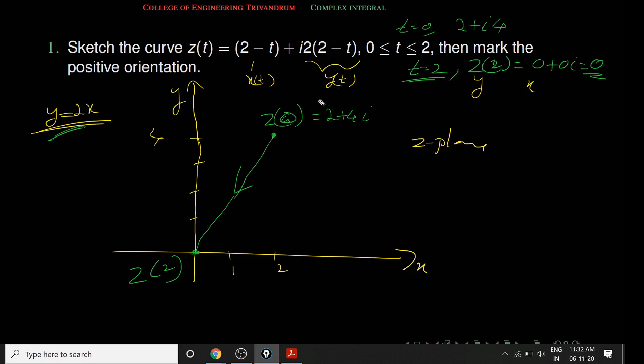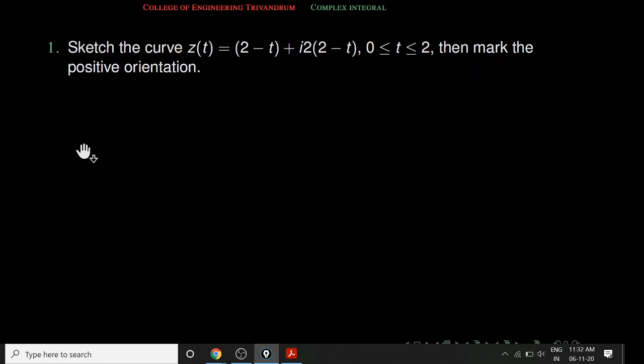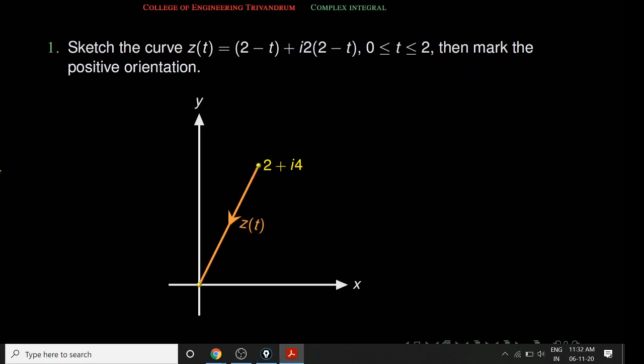Okay, the positive orientation is always given by the increasing direction of t. So this is the positive orientation of c. I hope this is clear. So yes, so this is the curve c.